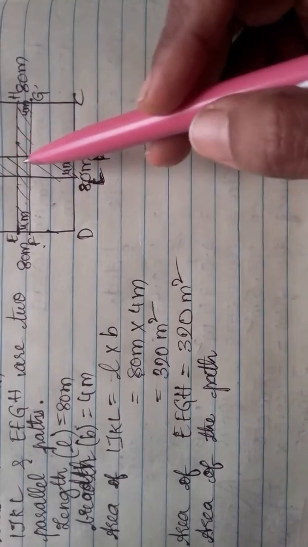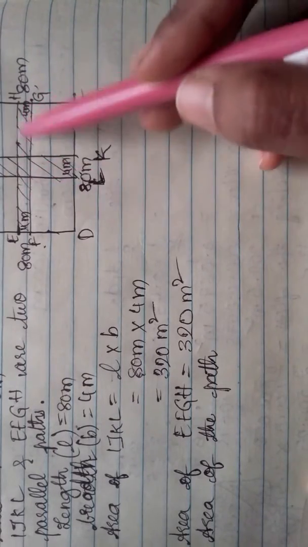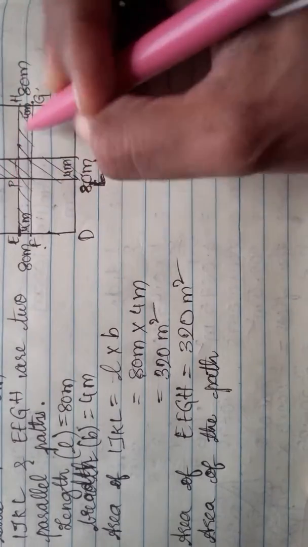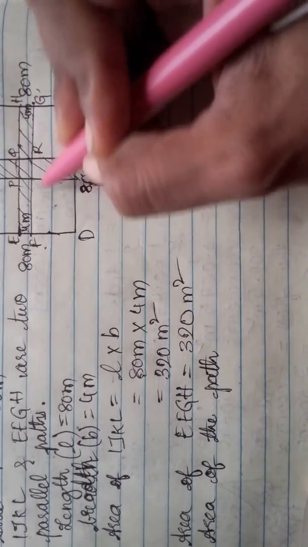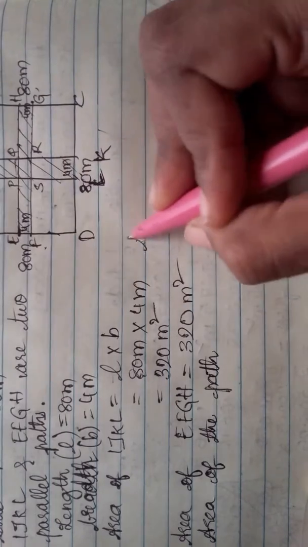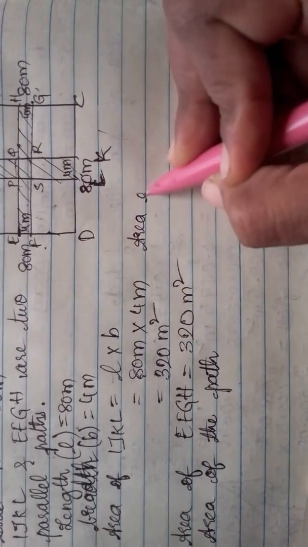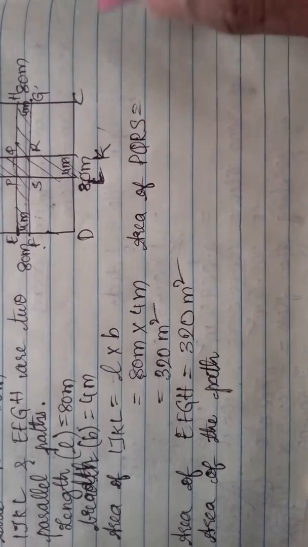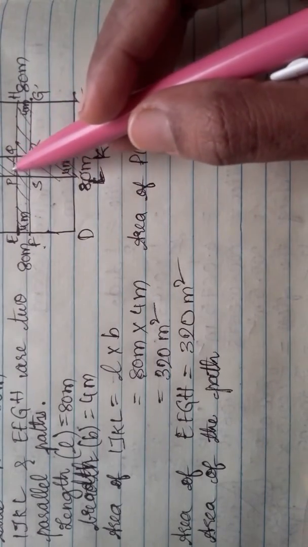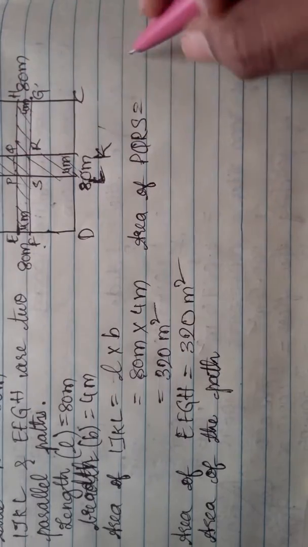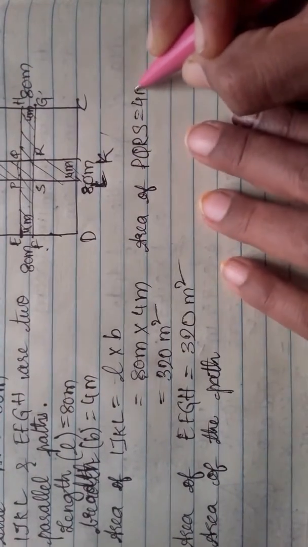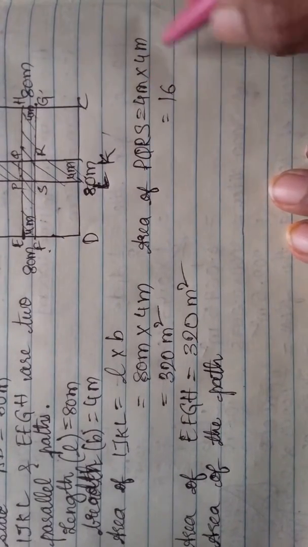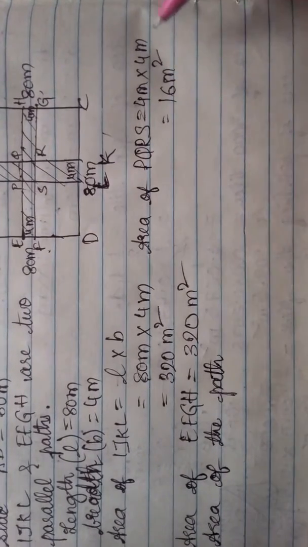So here you can see that the two paths are intersecting at this point and this is a square. Let us label it PQRS. Area of PQRS is equal to, it is going to be side square. Each side is 4 meters. So 4 meters into 4 meters. 4 4s are 16. Meter into meter is meter square.